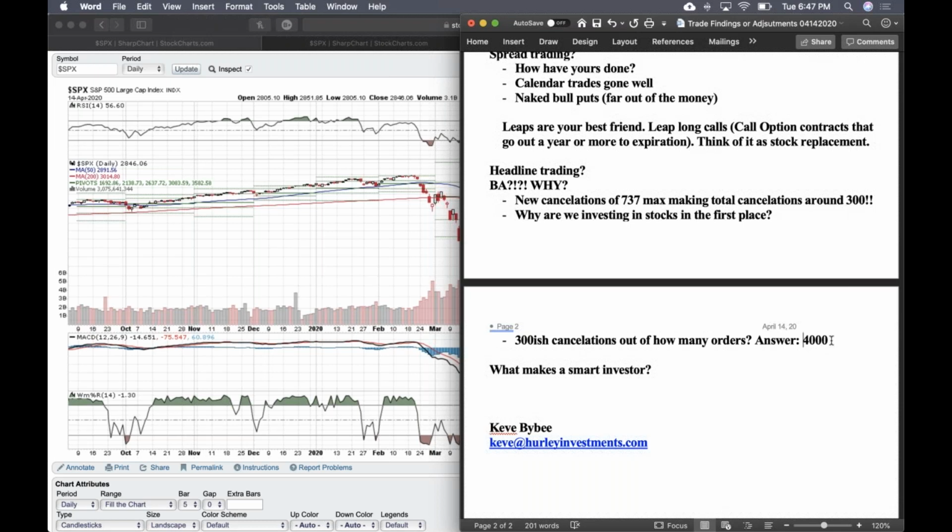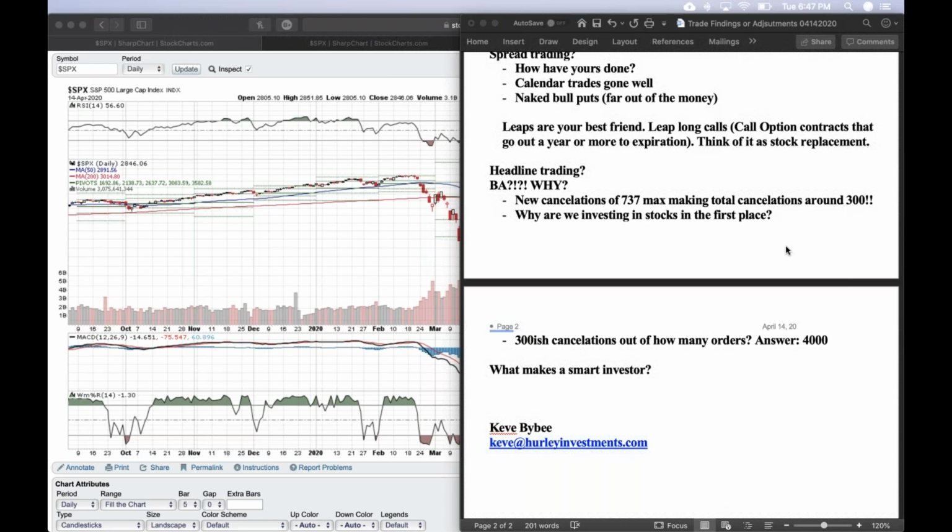So about 7-ish, 7.5-ish% of the planes have canceled. A lot of those are from companies. And if you read that headline, yeah, wow is right.